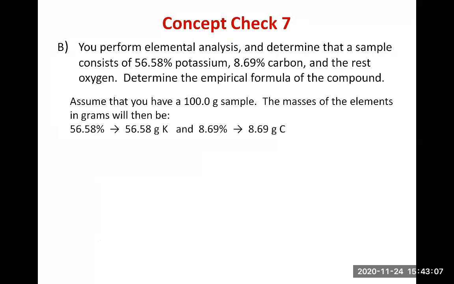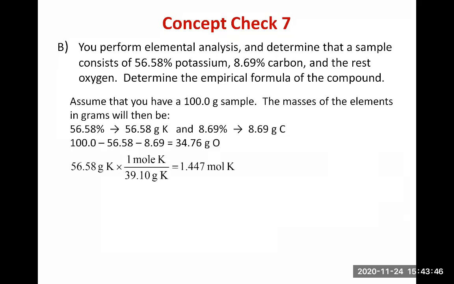So that's going to be 56.58 grams of potassium, 8.69 grams of carbon. And remember, it said the rest is oxygen. So that means you take 100 minus the other two masses to get the mass of oxygen. So 100 minus 56.58 and minus 8.69, it's 34.76 grams of oxygen. So now we have our three masses for the three different elements. So we can find the number of moles for each.